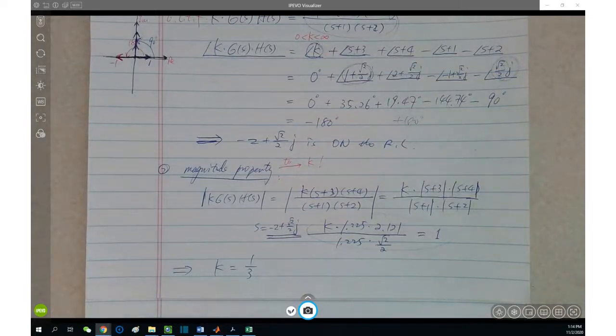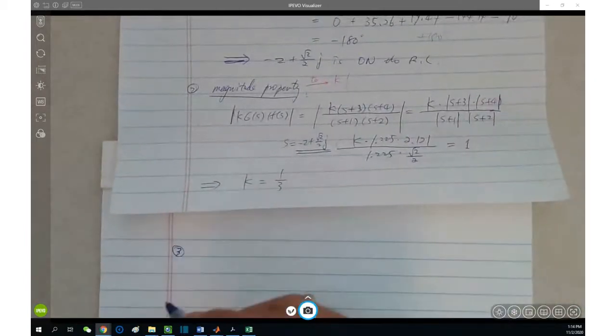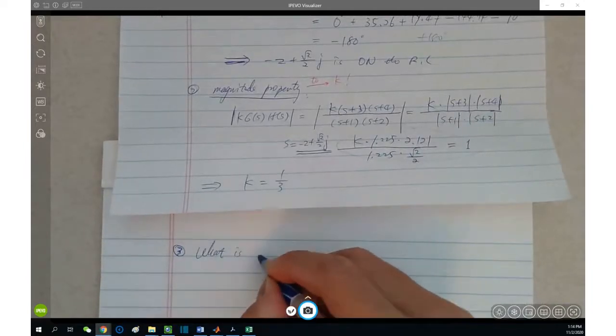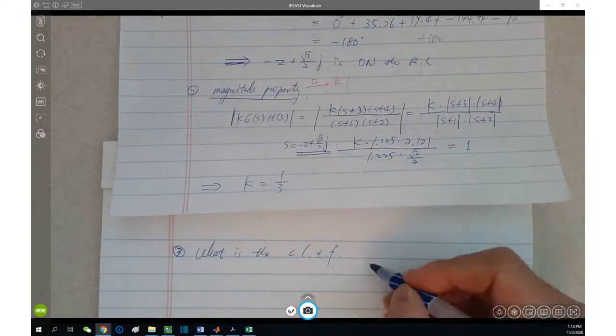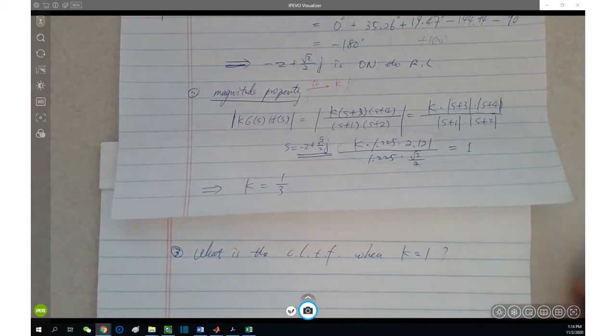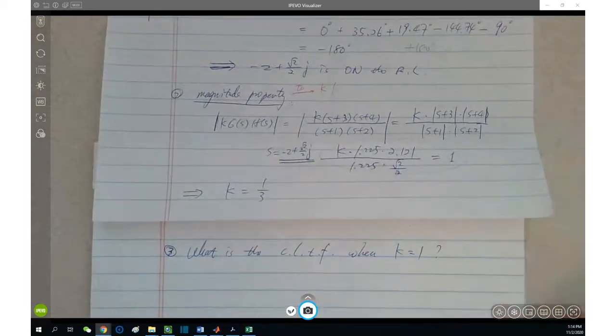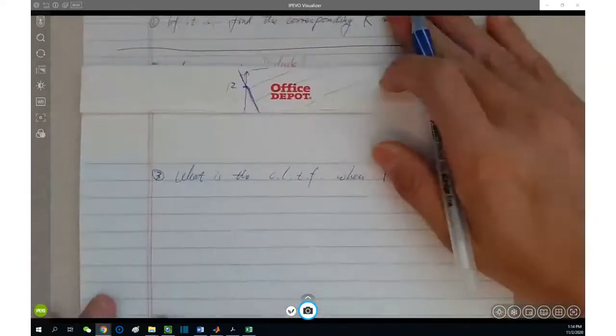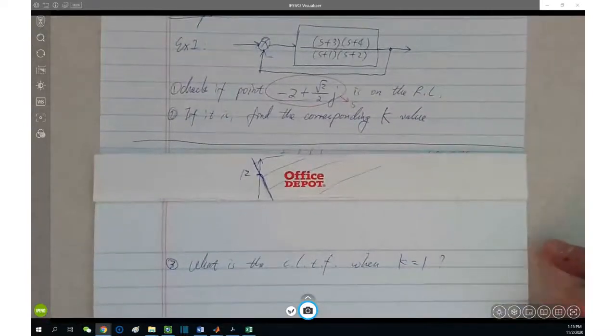Any questions for this problem? All right, if this is okay, then let me ask a couple of extra questions, to try to clarify the concept even better. Let me ask a third question. Let's say, what is the closed loop transfer function when K equals 1?